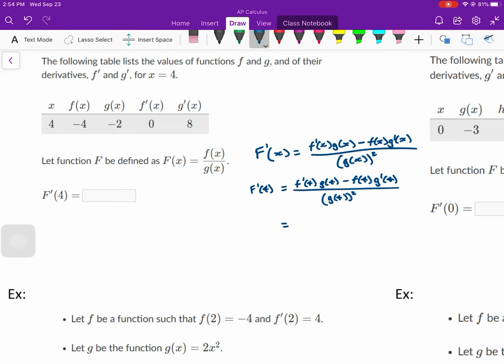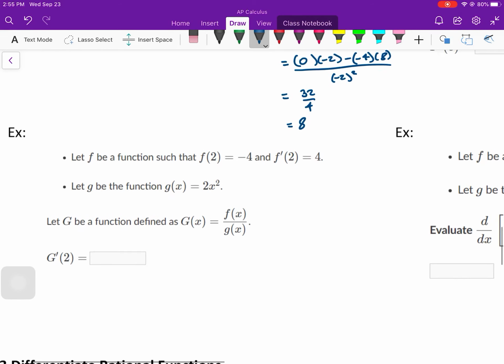So f prime of 4 is 0, times g of 4 is negative 2, minus f of 4 is negative 4, times g prime of 4 is 8, all over g of 4 is negative 2, squared. So 0 times negative 2 is 0. Then negative times negative 4 is positive 4, times 8 is 32, over 4, which equals 8. And that's the idea on that assignment. So it's not too bad. You're just running it through the rule and the table.